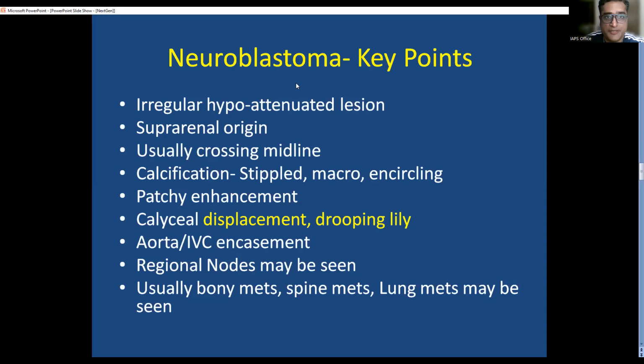So key points about neuroblastoma: irregular lesion, suprarenal origin, crossing midline, calcification I explained, patchy enhancement, calyceal displacement, drooping lily, encasement as you identified in all the images very well, presence of regional nodes, and usually bony metastasis or spine metastasis common.